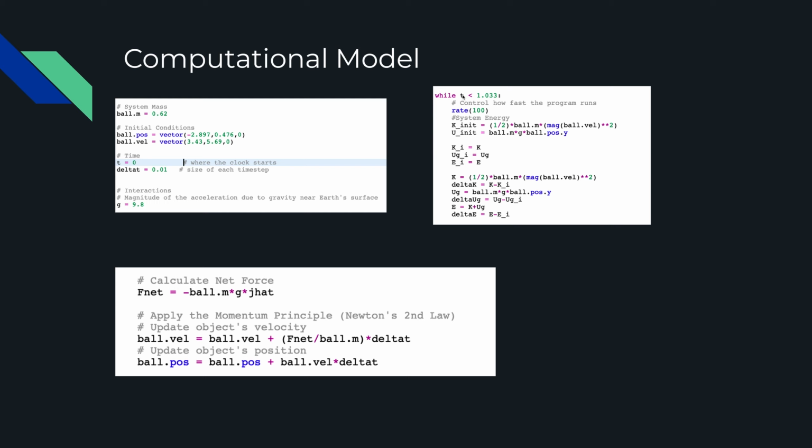We had this loop go until 1.033 seconds, and that's how long it took for our shot to reach the basket. Then here we just have our initial kinetic energy and our initial potential energy. And then down here, we're finding the change in kinetic energy, the change in potential energy, and the change in total energy in each iteration, just like we did in our previous labs.